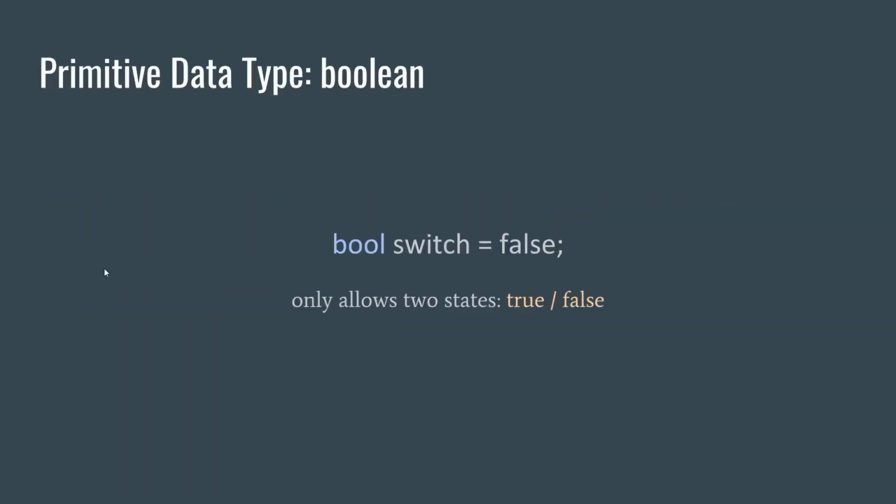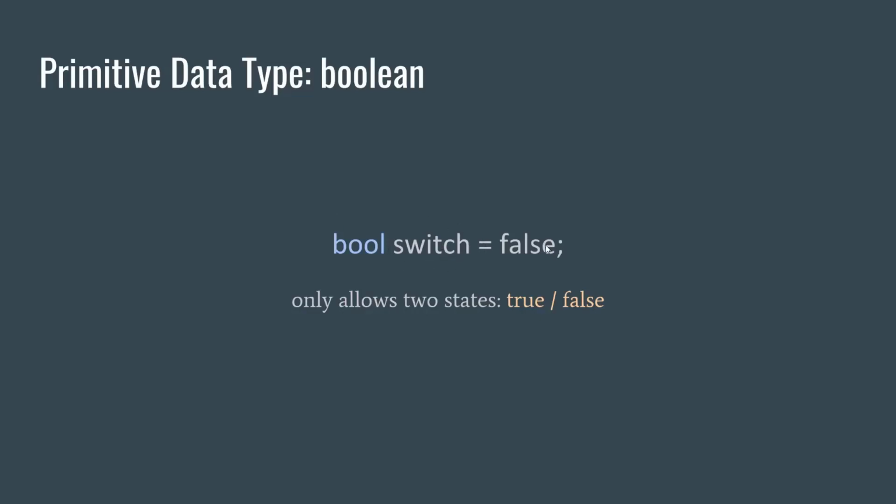All right, now let's have a look at the Boolean data types. So there are even more primitive data types. Boolean is one of them, and if you want to create a Boolean value, you simply use the bool keyword, and in this case the variable is called switch.